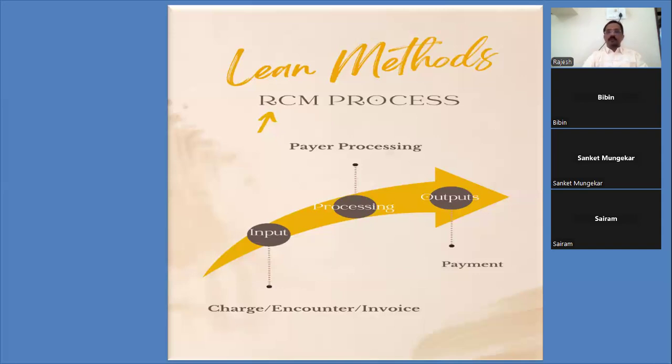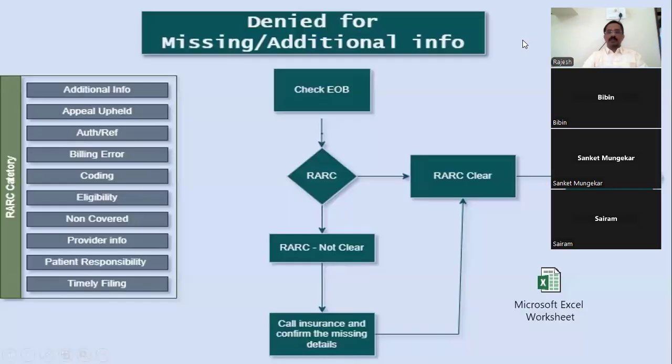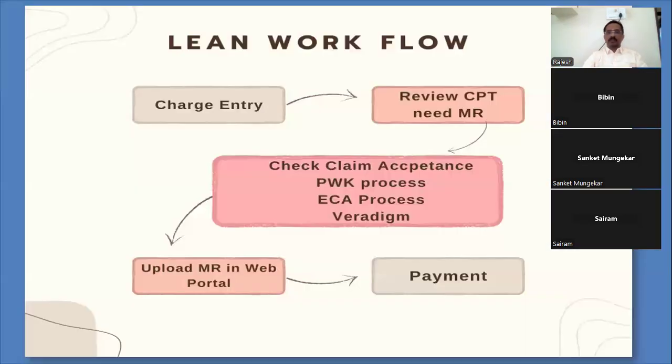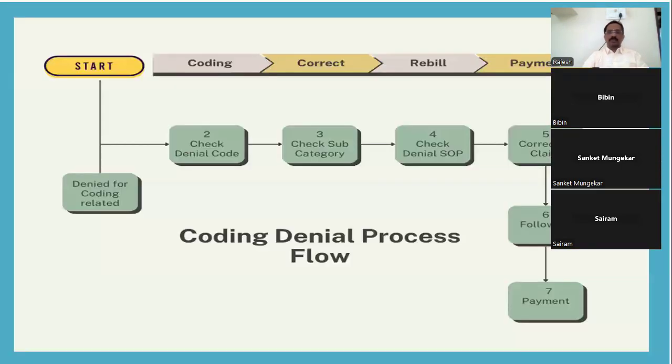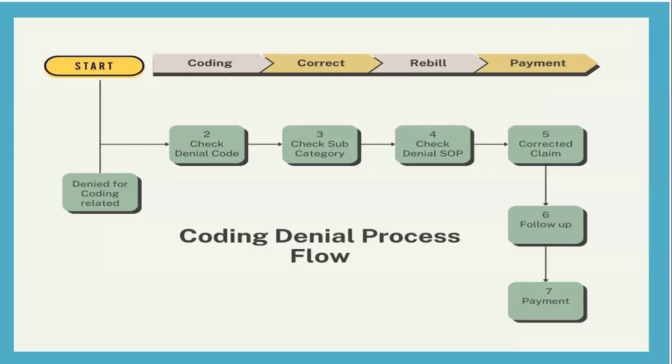Now what we are going to do here is take one denial. We already covered two denials in the process: missing info and eligibility denial. The hospice one we covered previously as well. Now we're going to start the new denial session, which is related to coding. You know very well, coding is our major headache. We get a lot of problems in our coding denials.